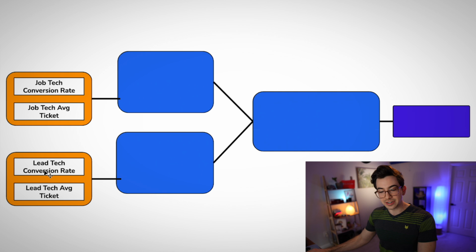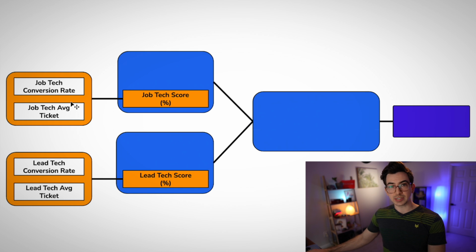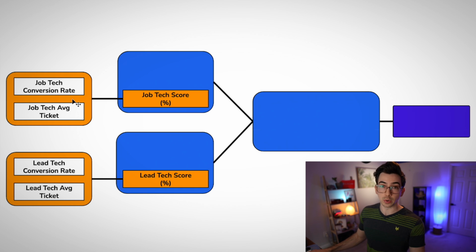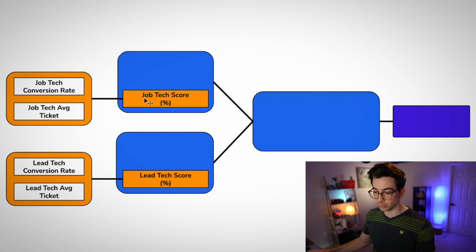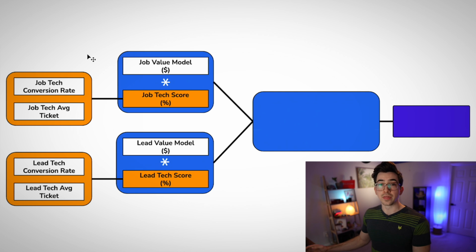And again, you can tinker in your settings to adjust how much Dispatch Pro considers one of these versus the other, and I'll show you that later. But basically, Dispatch Pro will then blend these numbers according to your settings to come up with a technician score. Two technician scores actually. So we have the job tech score, that's the conversion rate related score, and the lead tech score. Then it multiplies those scores by the job value model and the lead value model.